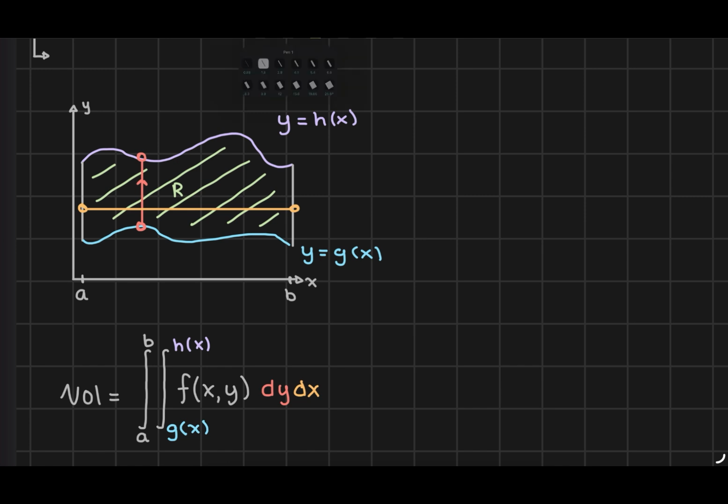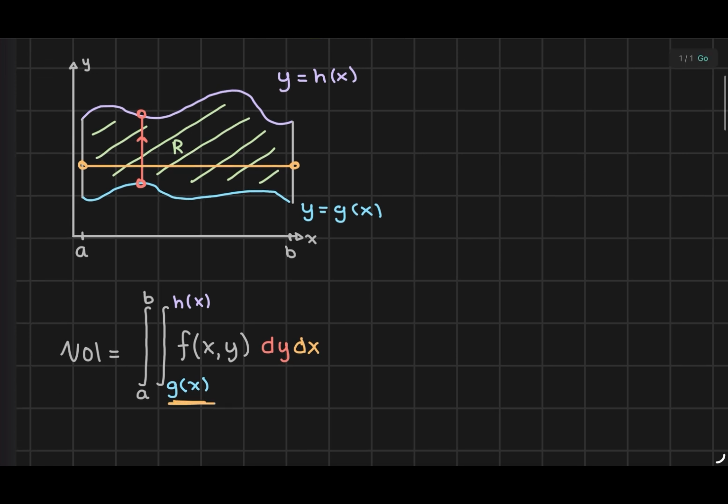Well, procedurally, I would do exactly what I wrote down here. I see that I have a general region on the bottom, I have a function on the top and a function on the bottom. What I'm pretty much just going to do is draw a line from the bottom to the top. That's going to be my bounds. Starting from the bottom, that's going to be y is equal to g of x, and the top being y is equal to h of x, right there.